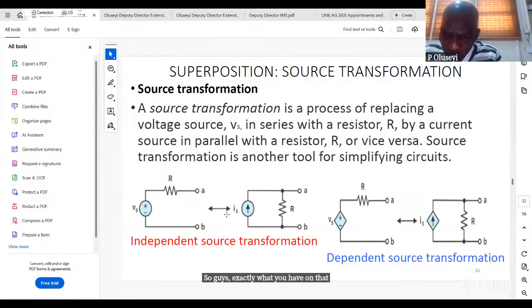The one with blue caption is what you call dependent source transformation. That means you can do dependent source transformation between the dependent voltage source and dependent current source. You can do independent source transformation by going from independent voltage source to independent current source. Please take note of all these things. The dependent source is always a diamond symbol. Please take note. And they can also be transformed if you run into a complex system.